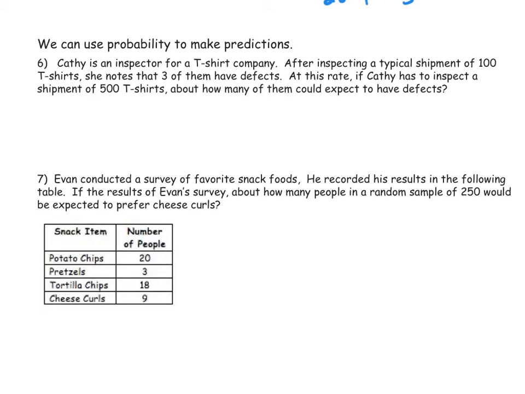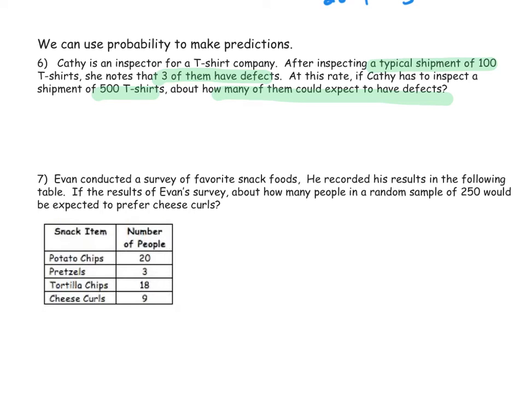But before we do, let's go back and look at the information they gave us. It said that she looked at a typical shipment of 100 t-shirts. She noticed that 3 of them had defects. And they're asking us, if she inspected 500 t-shirts, about how many could we expect to have defects. Now, this doesn't mean that out of every 100 t-shirts, 3 will always have defects. It's just that this will help us make a prediction.